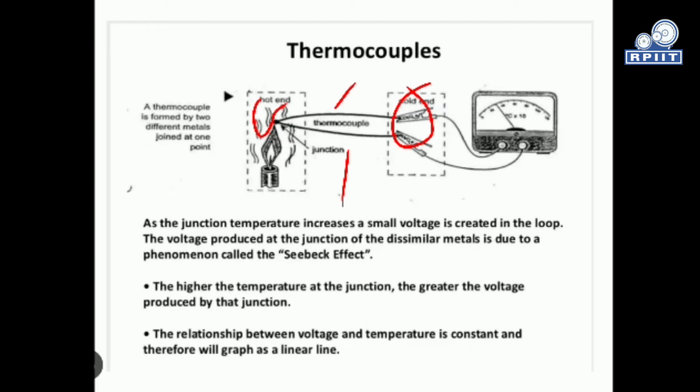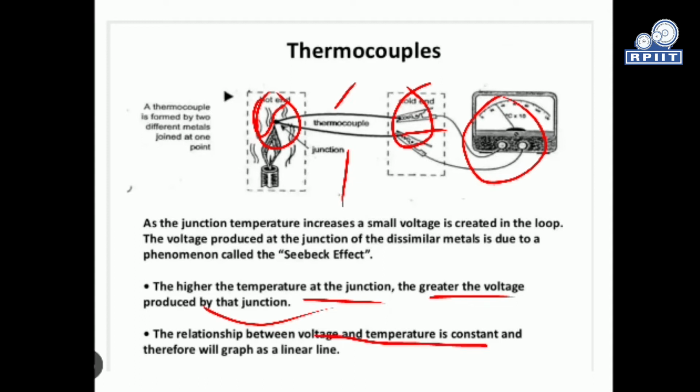If we provide more and more heat to the hotter junction, more and more energy will be transferred towards the cold junction, and that reading will be shown on the voltmeter. So the higher the temperature at the junction, the greater the voltage produced. The relationship between voltage and temperature is constant and shows a linear graph. As the heat is increased at the hotter end, the voltage will increase, so that is directly proportional.